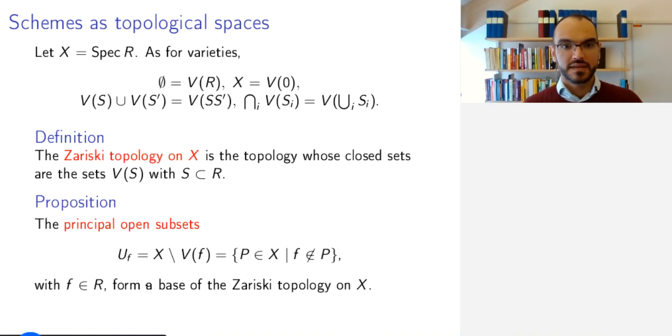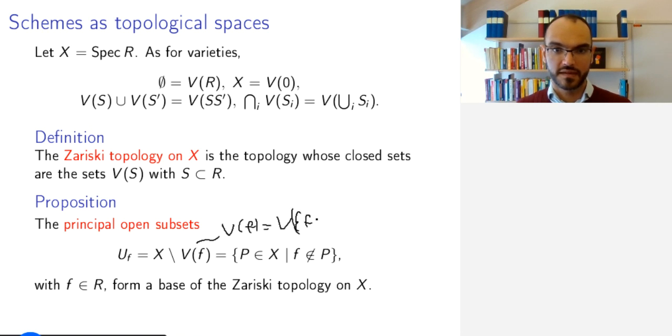And then you can show that there is a concrete base or basis of this topology. And exactly as in the variety case, this is the collection of all principal open subsets, so sets X except for the vanishing set of one element f in R, or in other words, the set of all prime ideals not containing f. And remember, as usual, I'm using the convention that I write V(f) instead of V of the set {f}.